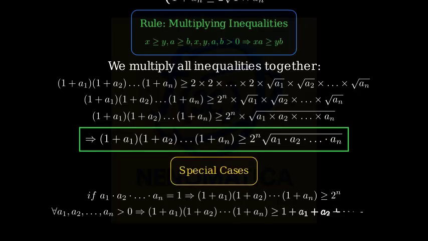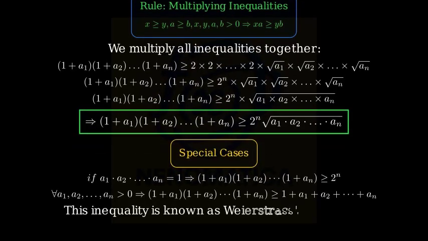Second, for all positive values of a sub 1, a sub 2, and so on until a sub n, we also have another important inequality. The product of 1 plus a sub 1 times 1 plus a sub 2, and so on until 1 plus a sub n is greater than or equal to 1 plus the sum of all the a's.